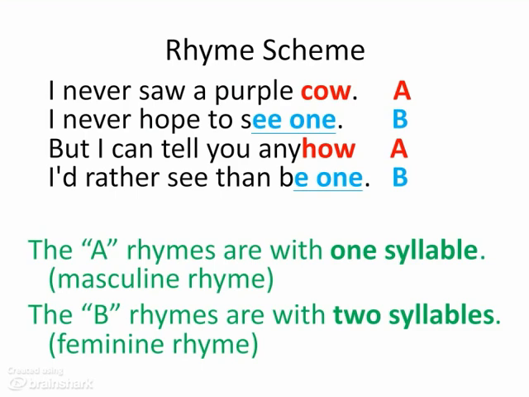In our poem, cow is the first rhyming sound. So A represents cow and anyhow. And ee is the second rhyming sound. So that takes B, and B is both see and be. So our rhyme scheme is ABAB.